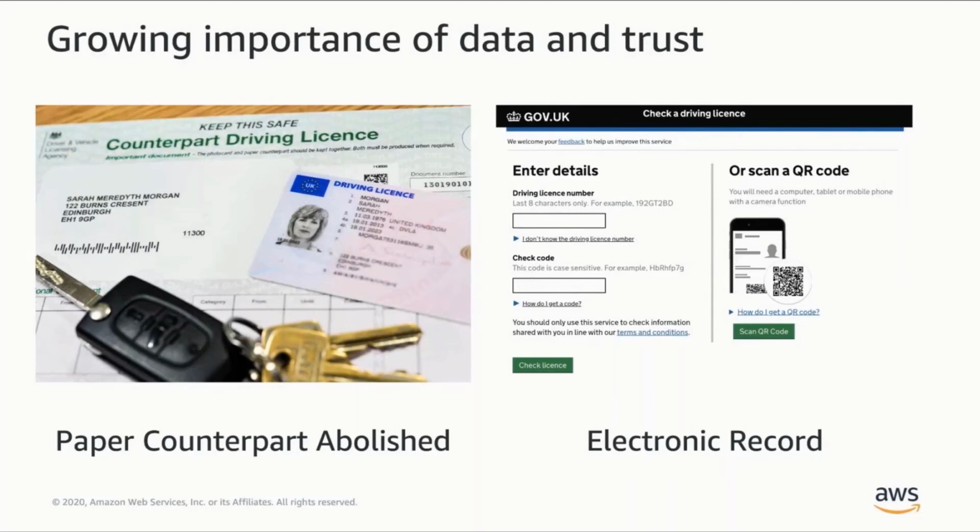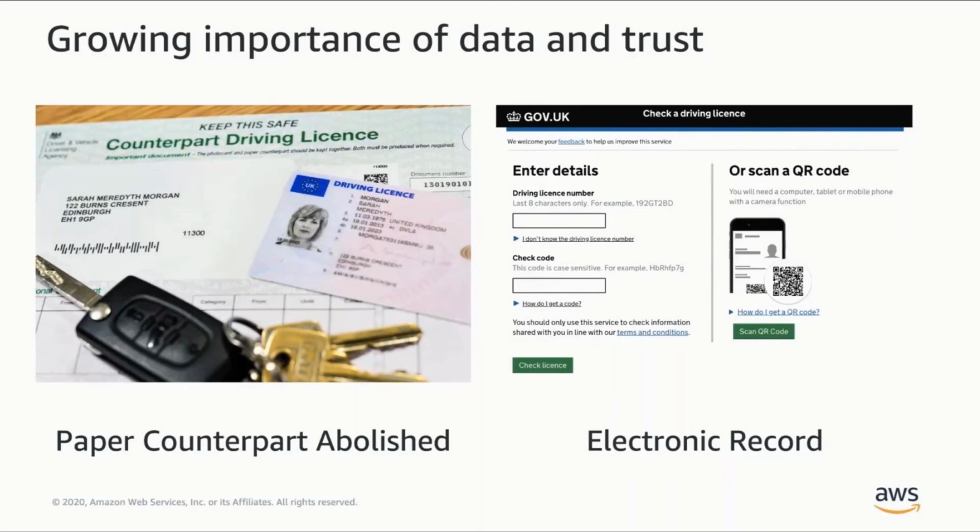In June 2015, the paper counterpart was officially abolished. So today, you view your driving license details online, you can generate a check code to share this information with someone else, like an employer or a car hire company online, and you can even add this check code to the wallet on your mobile phone. And this data is needed 24/7.